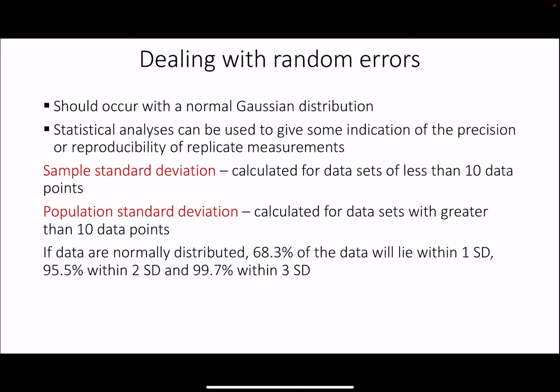Dealing with random errors, assuming they occur with a normal distribution, you can use statistical analyses to identify what the precision or reproducibility of your measurements are. And that's fine. It's not a problem. You just report it. Most frequently, you'll use the sample standard deviation, although sometimes if you have a really large data set, you might use the population standard deviation. And if the data are normally distributed, you can safely assume that 68% of the data will lie within one standard deviation of the mean, 95.5% within 2 standard deviations, and 99.7% within 3 standard deviations.